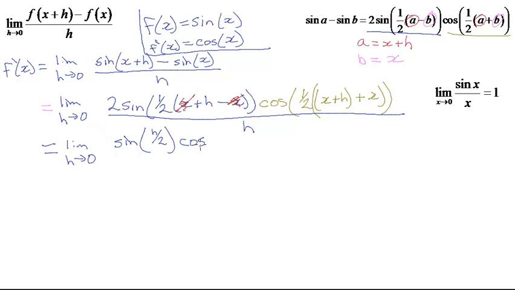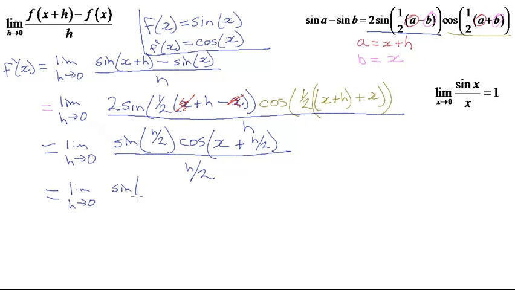Then we get cosine. We get x plus x is 2x. 2x times a half is just x, plus h over 2. And that's all over h over 2, because don't forget this 2 we took down here. So this is what it simplifies to. We can write that in 2 parts. So the limit is sine of h over 2, over h over 2, times the cosine of x plus h over 2.